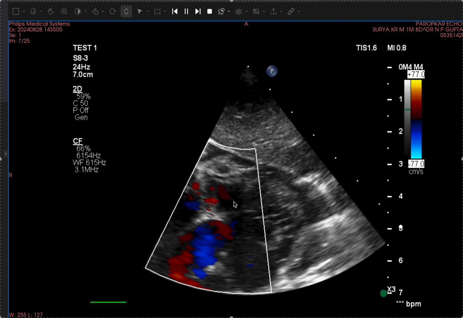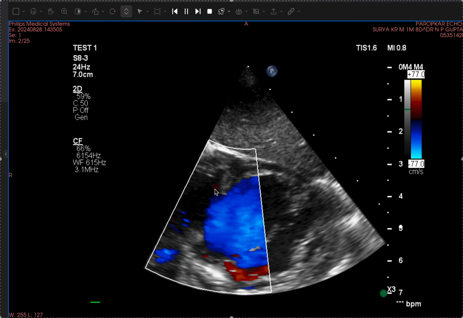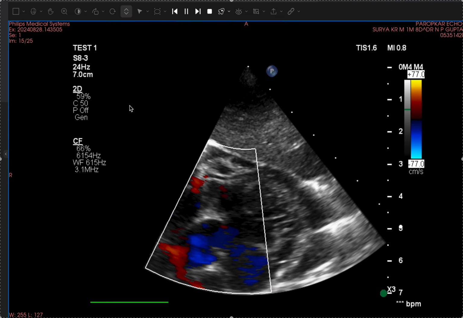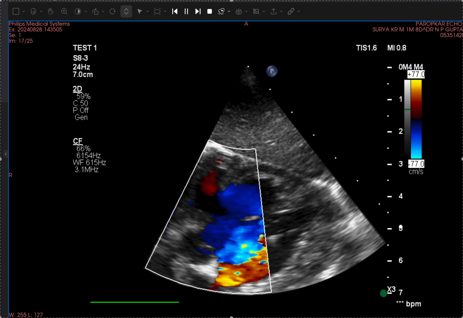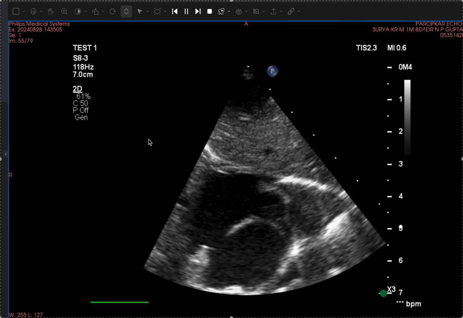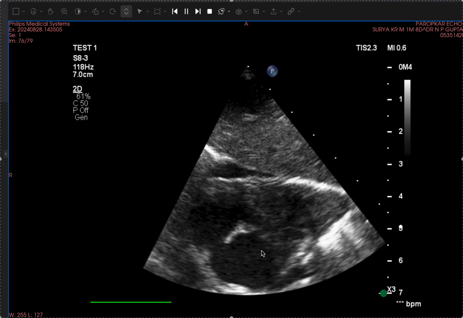You can see this inlet VSD and blood is going from left ventricle into right ventricle. A small amount of blood is going into right ventricle. This is the location of inlet VSD. This is the location of ASD. This is right atrium and this is left atrium.